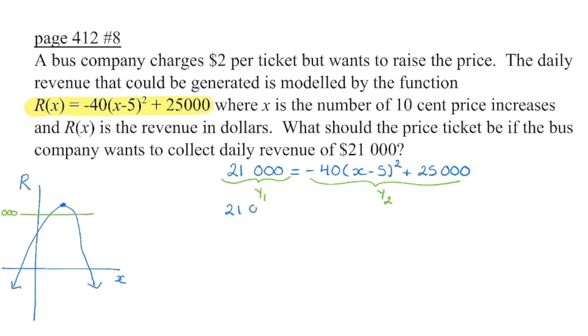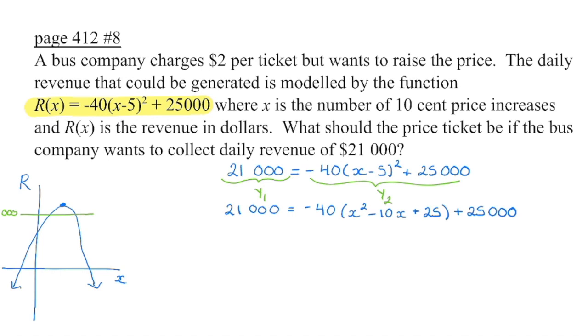So I'm going to leave my 21,000 on the left. And similar to what we did with quadratic functions, the first thing we need to do is get rid of the brackets. We're going to FOIL out our binomial. Square the first term, double the product. Negative 5 squared is 25. Square the last term, and that gives us that.